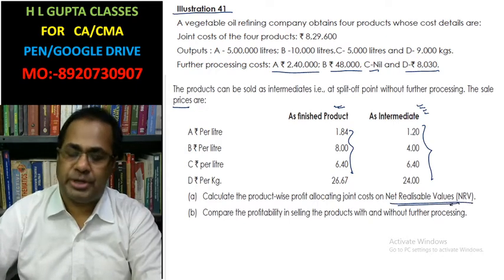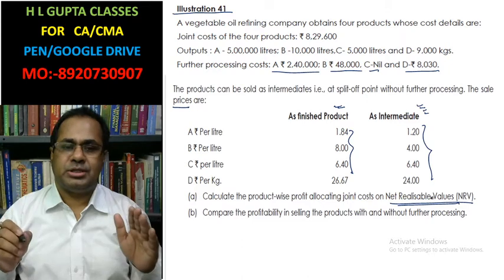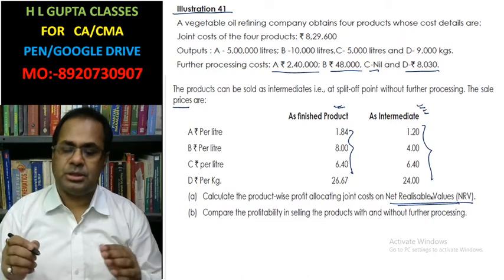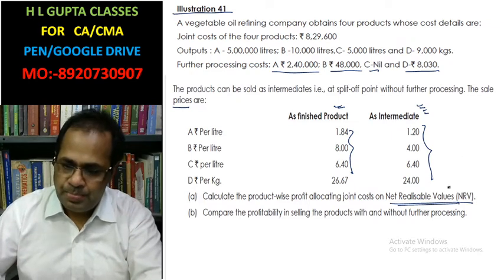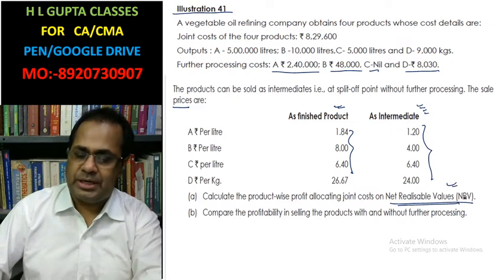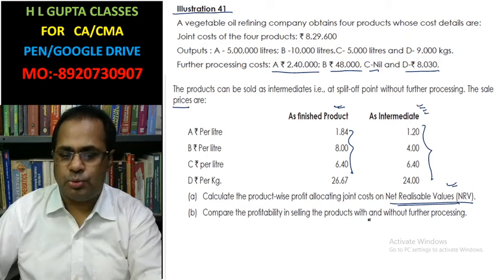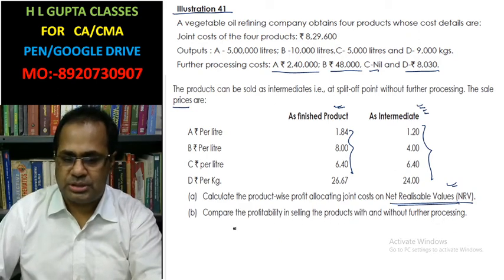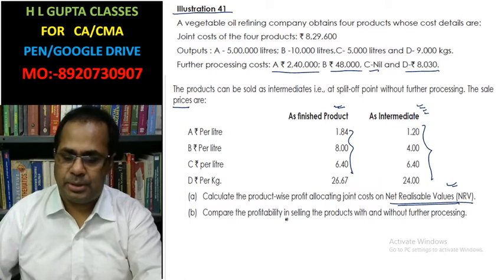I am going to make you understand NRV in this question. What is the net realizable value and how is the joint cost allocated? Joint cost is apportioned on the basis of net realizable value. Compute the profitability in selling the products with and without further processing. You have to compare the profitability.